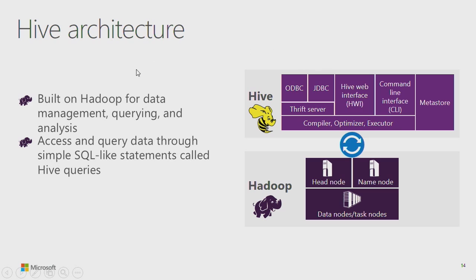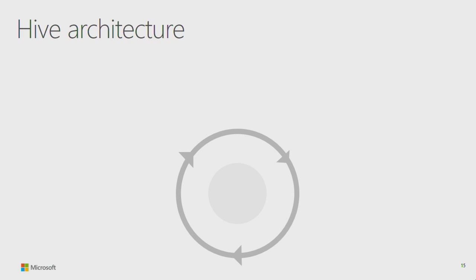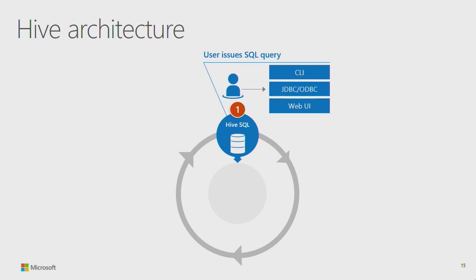So again, the Hive query you sent is compiled, optimized, and executed and sent as a MapReduce or a Tez job to the Hadoop cluster where it actually runs. So the key thing here is Hive compiles and Hadoop executes. So that's how, at a high level, Hive works. Now, let's go into each of these steps in a little bit more detail.